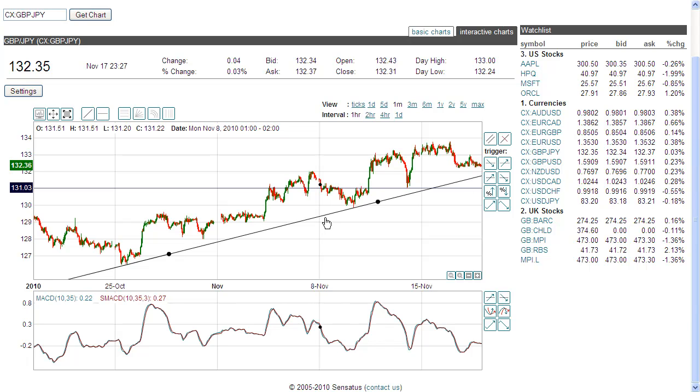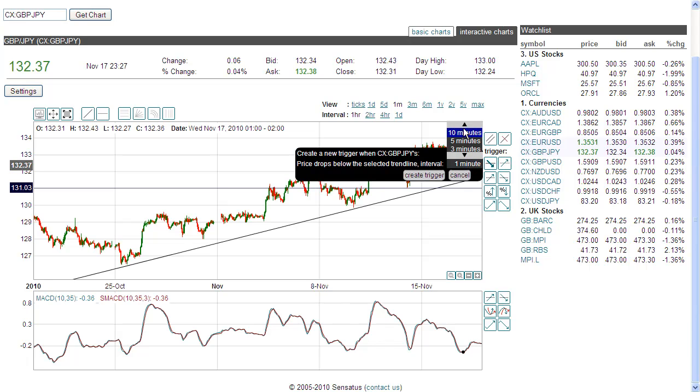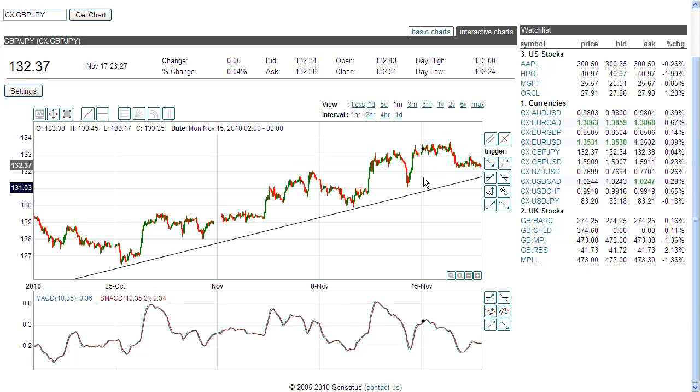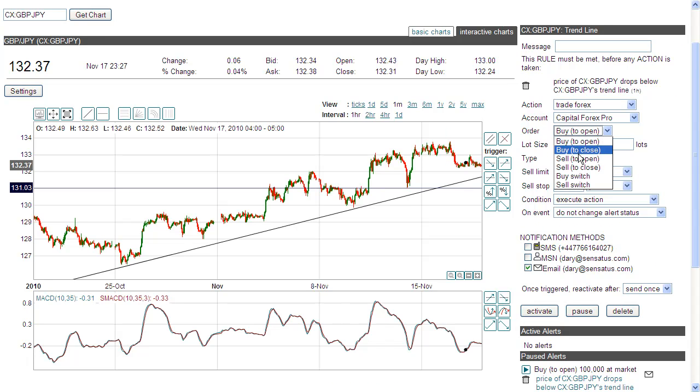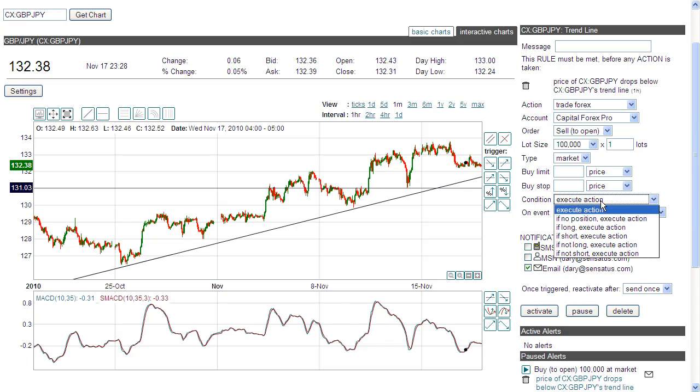Just pull this trend line out slightly. So if the price falls below this line, I will use a 1 hour interval. Sell to open a position. Only execute if no position, and send once. I will then activate some pause rules when the price breaks through this trend line. Just delete.